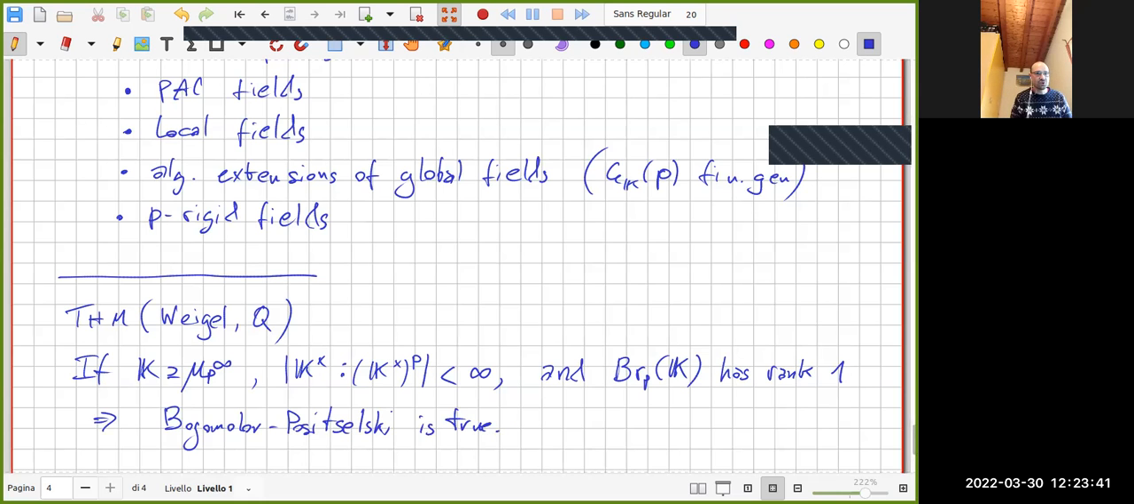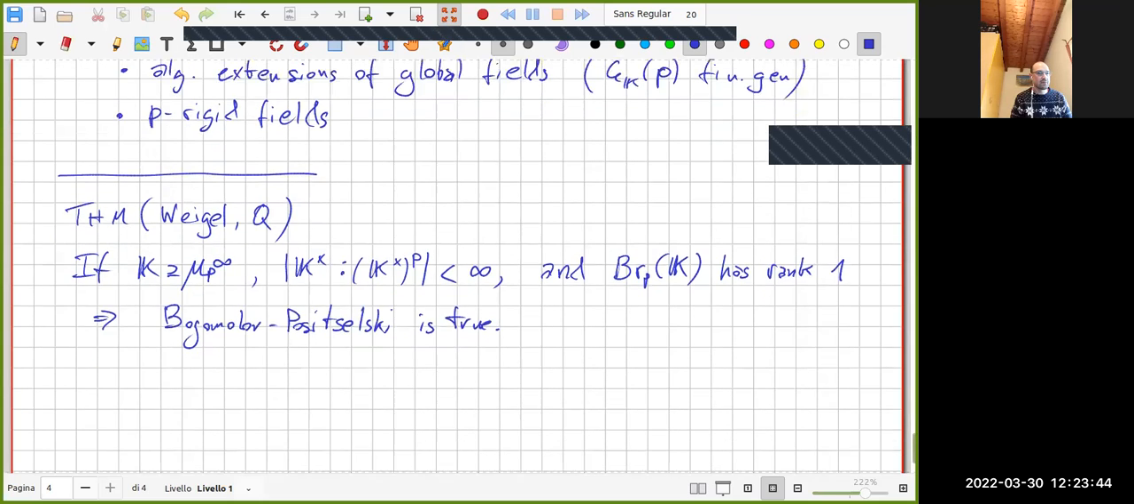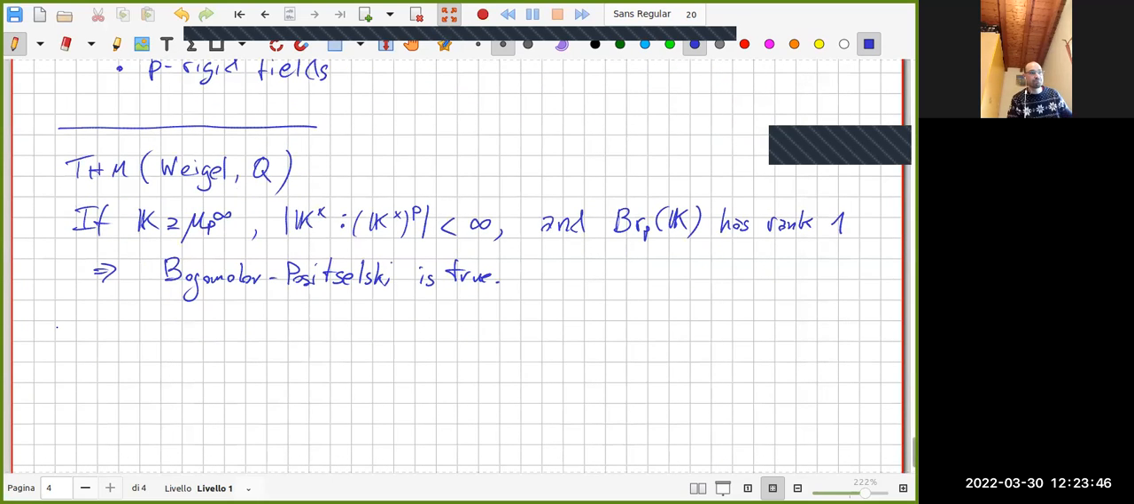And I would like to conclude with a mention of the possible relation between the Bogomolov-Positselski conjecture and the Bloch-Kato conjecture.